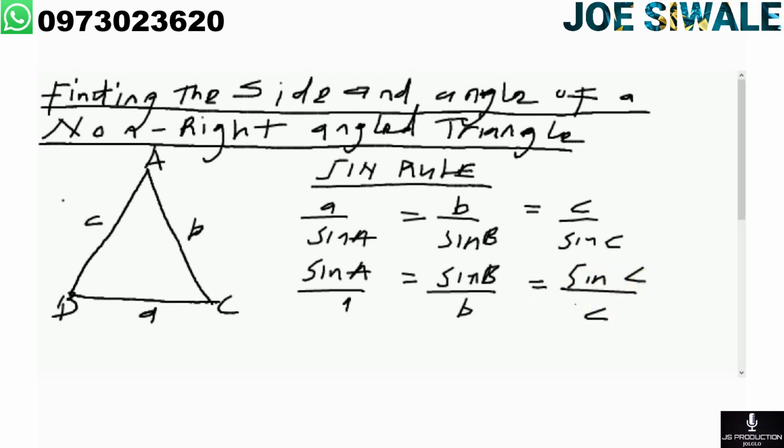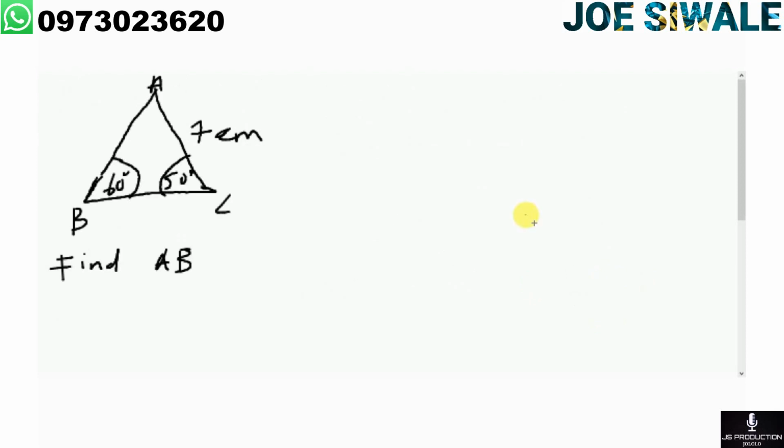And the next thing that we're going to look at is an example. So for the first example, I have triangle ABC, and angle ABC is 60 degrees, angle ACB is 50 degrees, and side AC is 7 centimeters. The question reads, find AB. For me to find AB, first of all, I need to identify the sides. The side that is opposite to A is small letter a, opposite to B is small letter b, and opposite to C is small letter c.